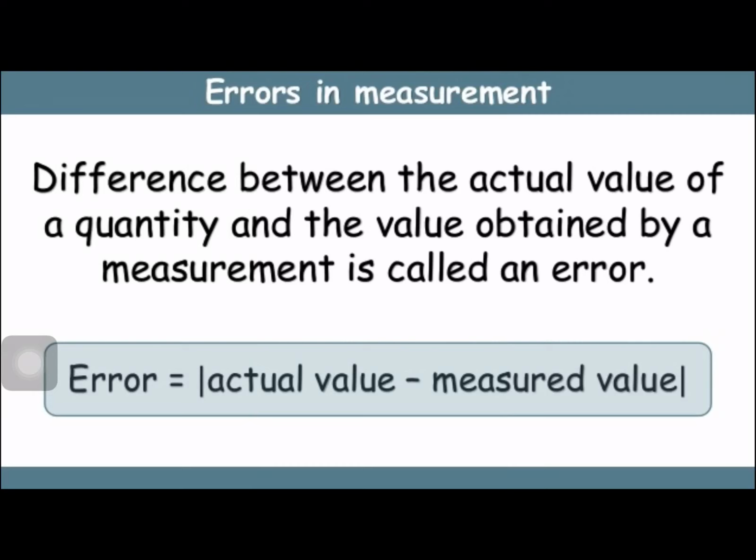You know that the difference between the actual value of the quantity and the value obtained by the measurement is called error. It's a definition, but very simple. You see that actual value minus measured value, that's all. Suppose the actual value is 17.8, the measured value is 17.6, so what's the error? 0.2. So this is the way we can see the errors.